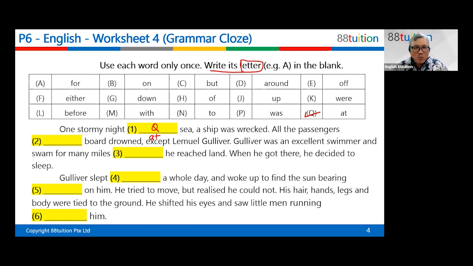So one stormy night at sea. What about the next one then? Number 2. Right? Give me your answers for number 2.